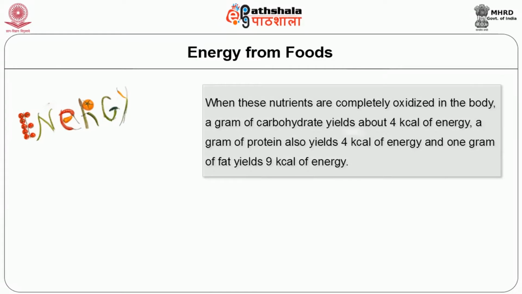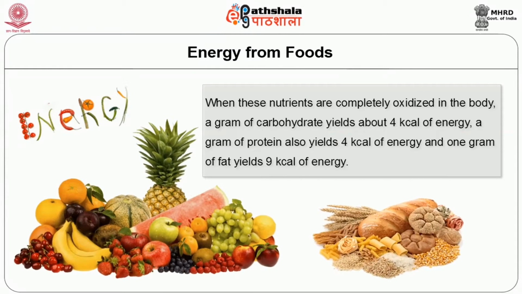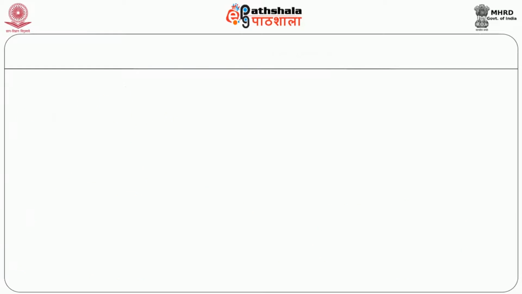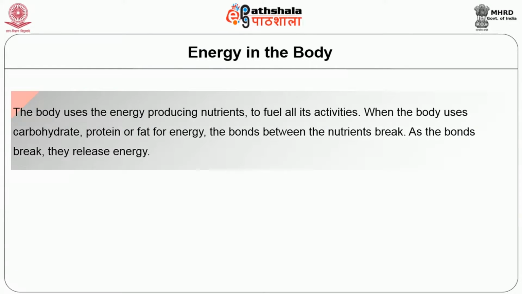When these nutrients are completely oxidized in the body, a gram of carbohydrate gives about 4 kilocalories of energy. A gram of protein also produces the same quantity of 4 kilocalories of energy, whereas 1 gram of fat produces 9 kilocalories of energy. The body uses the energy producing nutrients to fuel all its activities.